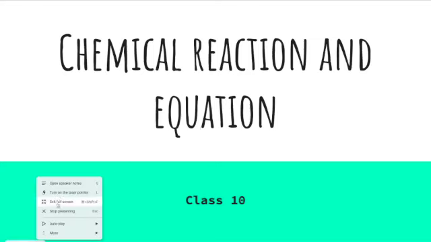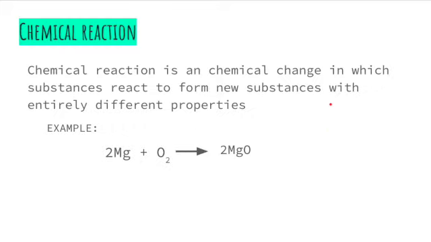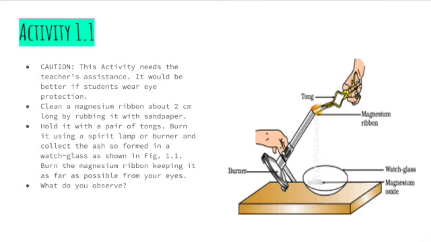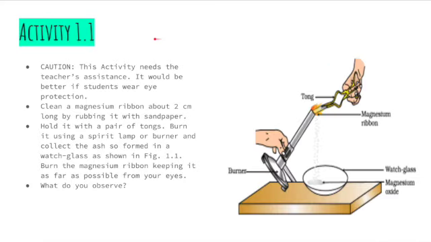So today we're going to learn chemical reaction and equation, class 10th. Last time we understood this is part 2. So remember guys, this is part 2 and let's understand what is skeletal equation. Last time we understood what a skeletal equation is, but let's just recap. An unbalanced chemical equation is called a skeletal equation, and this example given is unbalanced.